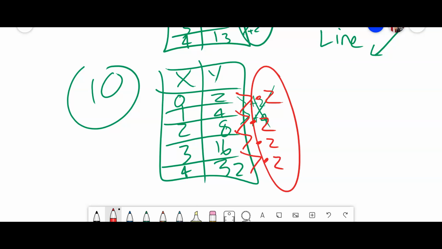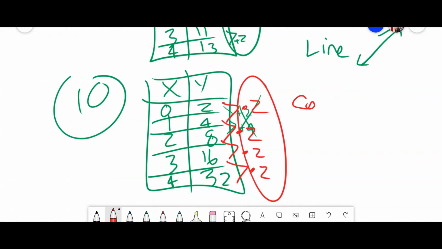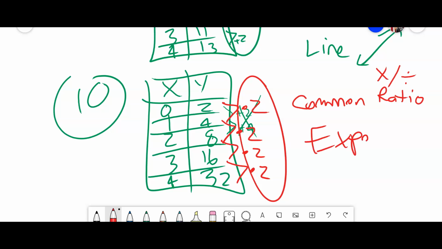Okay, so what happened is we found a common ratio, and ratio means you multiply or you divide. Okay, so common ratio means it's going to be exponential. It's going to look something like this when you graph it, right? Exponential.